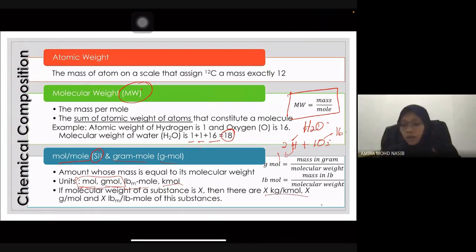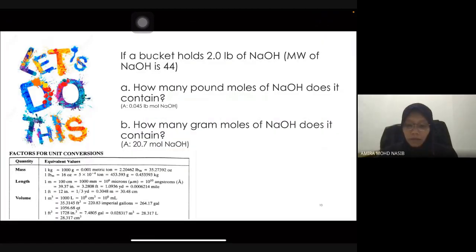Okay, so these are the examples of the equation. So let's say this is gram, so you are using mass in gram. If talking about pound mole, then you are talking about the mass in pound. Okay. Next.